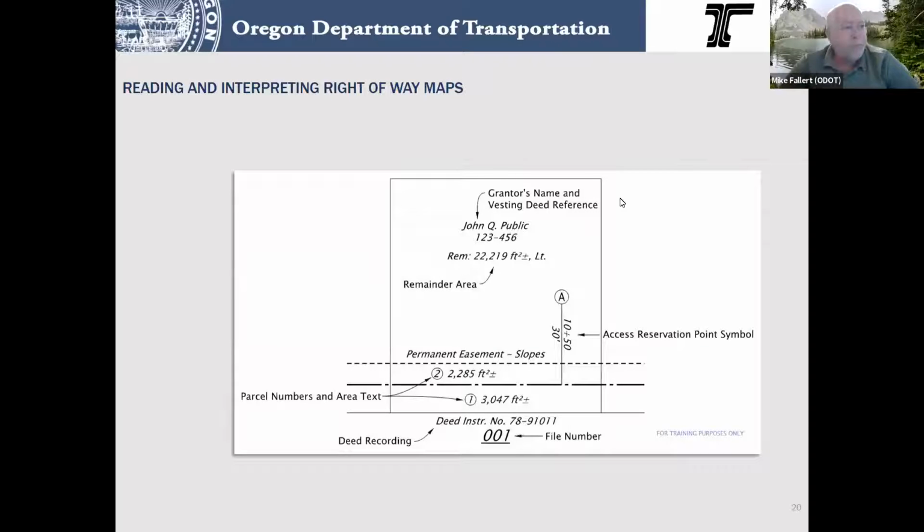So when we get into here, you can see the things we were talking about. We've got the grantor's vesting name and the current deed. We put remainder area. A lot of this came in the past, but it's getting more relevant today, as many planners look at what's buildable area and that sort of thing.